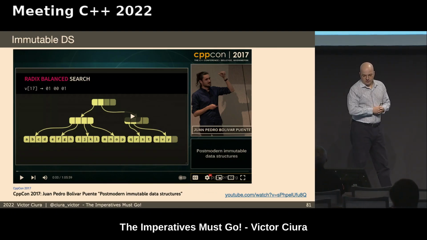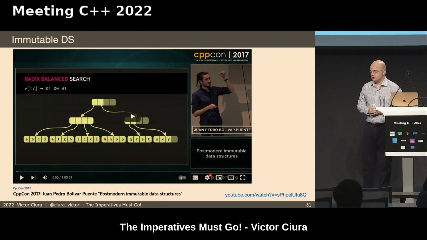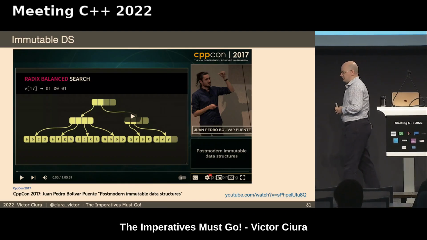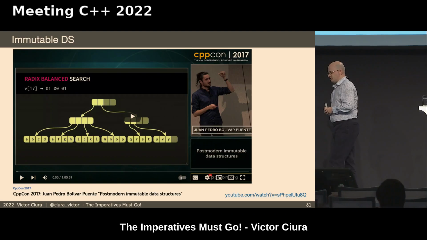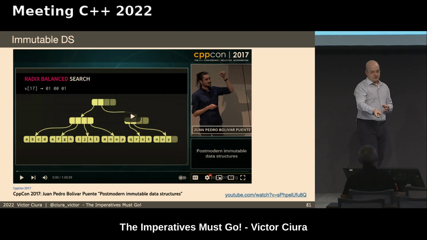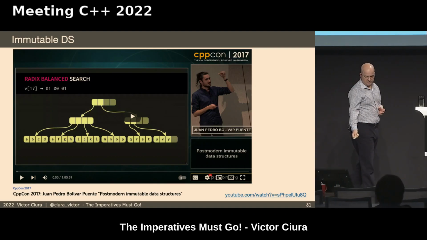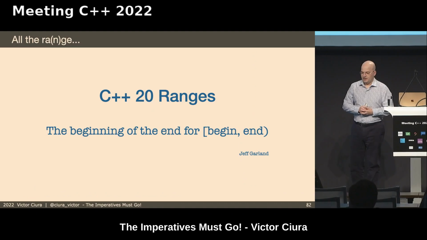If you want to learn more about immutable data structures, this is something that's another cornerstone of functional programming. I haven't touched immutable data structures at all in this presentation. They're way outside the scope. But if you want to learn more, this would be a good starter presentation, again, by Juan P.